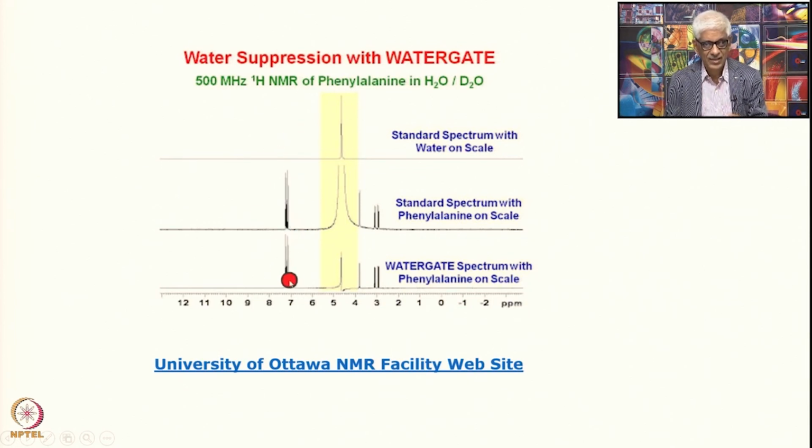Then you start seeing tiny signals which are already present, but they are not seen clearly because of the huge water signal. If you adjust the scale so the water signal fits completely on the screen, you do not see the other signals. Now you scale this up. The water gets saturated, meaning it is cut off here, and you start seeing the tiny signals of phenylalanine. This is again the same spectrum, just scaled up.